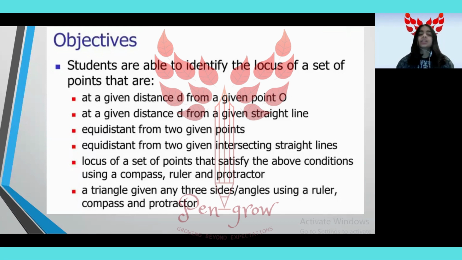We will understand about the locus of a set of points that are at a given distance d from a given point O, that are at a given distance d from a given straight line, equidistant from two given points, equidistant from two given intersecting straight lines, and locus of a set of points that satisfy the above conditions using a compass, ruler, and protractor, and then a triangle given any three sides or angles using a ruler, compass, and a protractor. So let's look at the first thing.